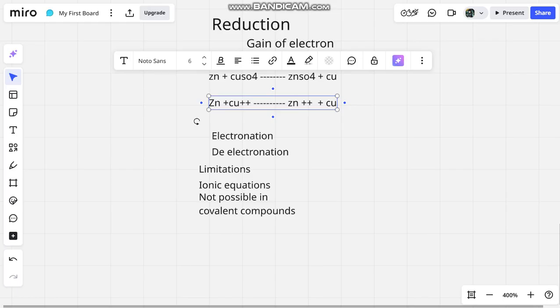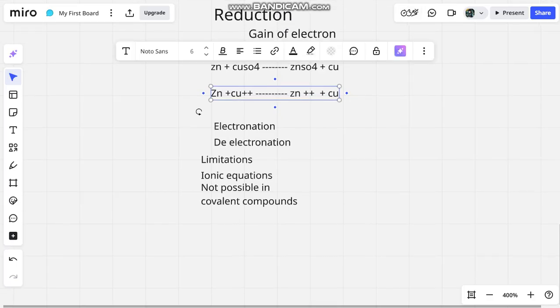Now we're going to be looking at electronation and de-electronation. It's simple. Electronation is the process which involves the gain of electrons. You know that. De-electronation is the process which involves the loss of electrons. So de-electronation is oxidation. Electronation is reduction, right? It's pretty simple. It's basically getting mummified and getting demummified. It's that simple, right? Now next we are going to be looking at oxidizing and reducing agent in terms of electronic concept, basically a definition, right?